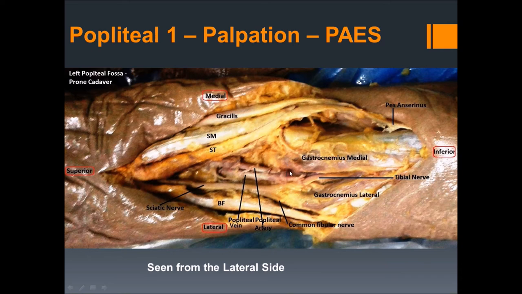And then we should dip our finger deep inside between the two heads of the gastrocnemius, in relation to the tibia, and we should try to feel the popliteal artery on the posterior aspect of the tibia.